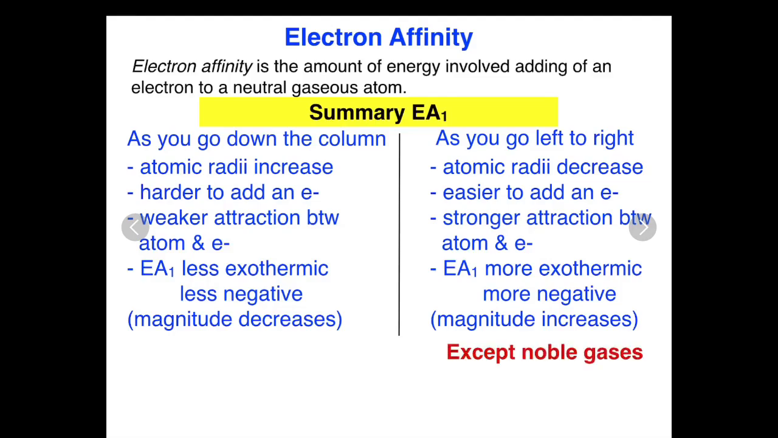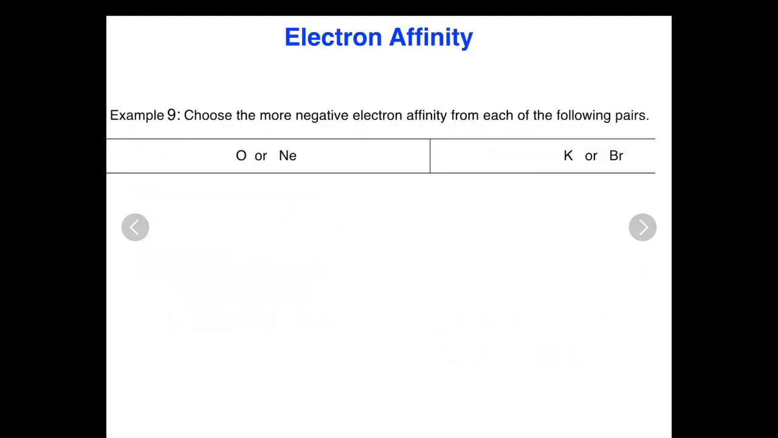Okay, so note that the only exception is the noble gases. The noble gases are always going to have a positive EA, an endothermic value. All right, so let's take a look at an example here.